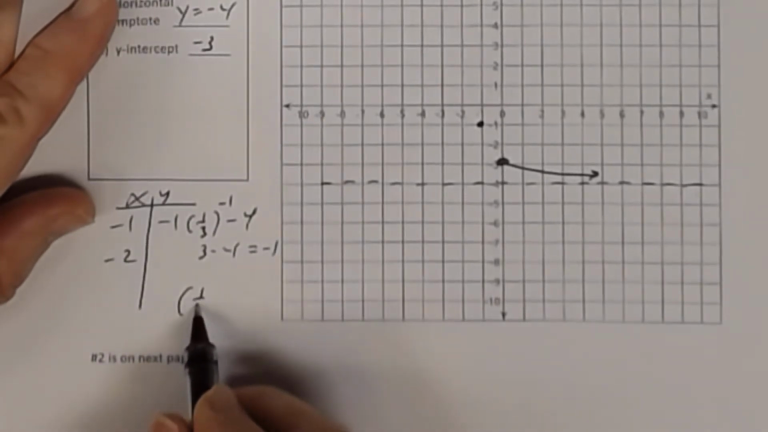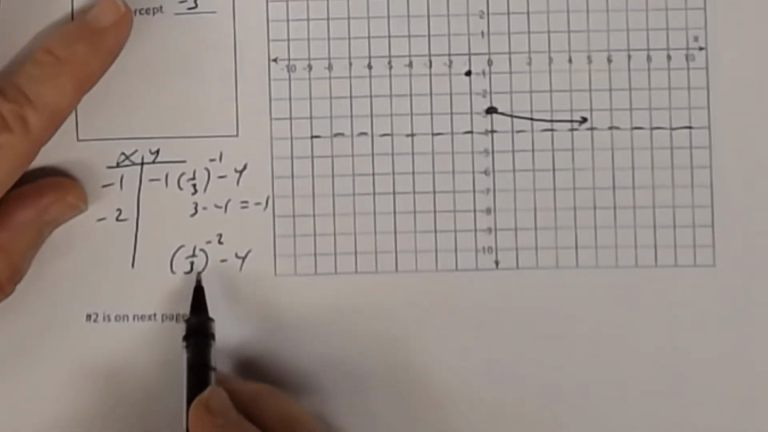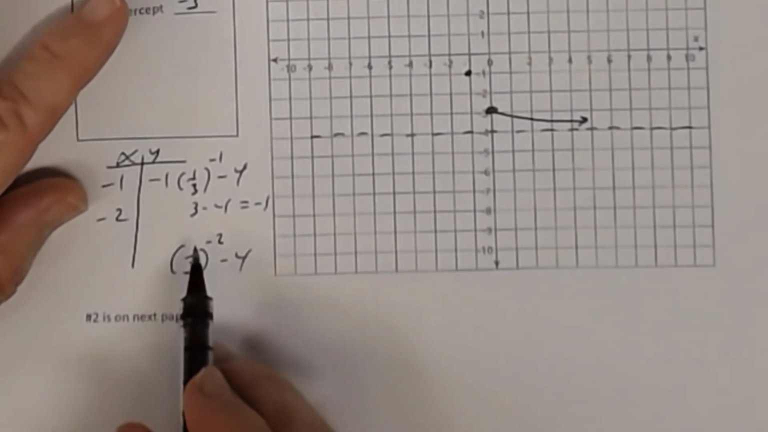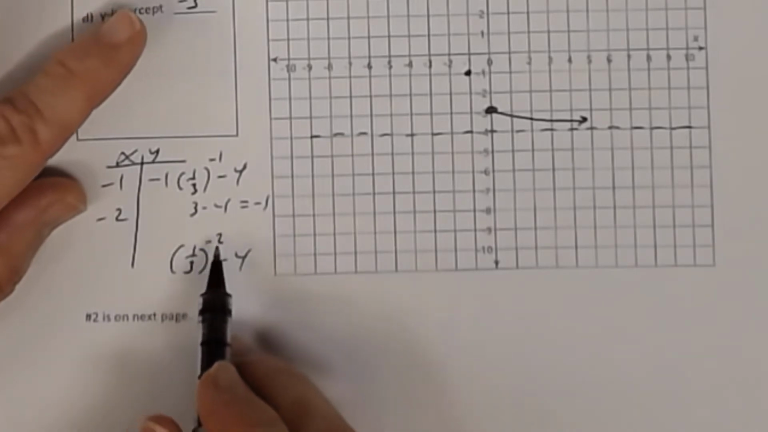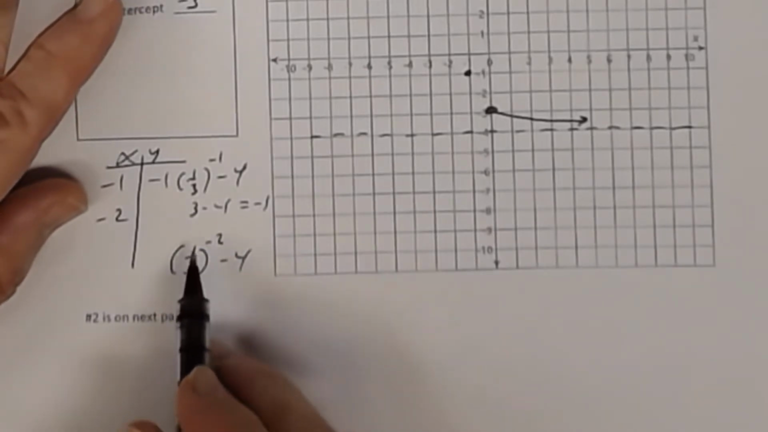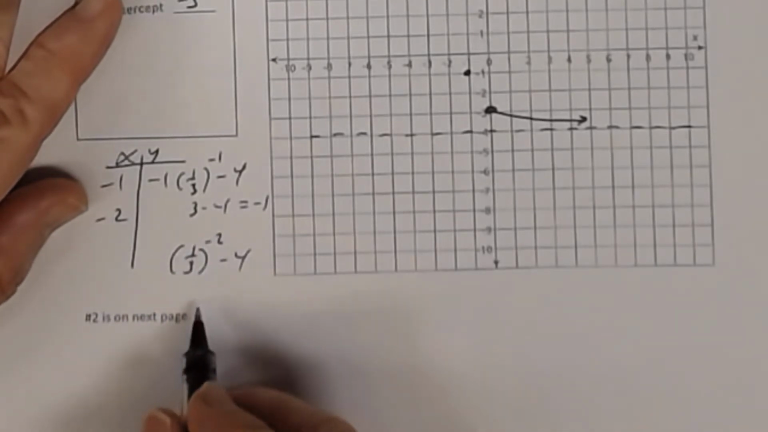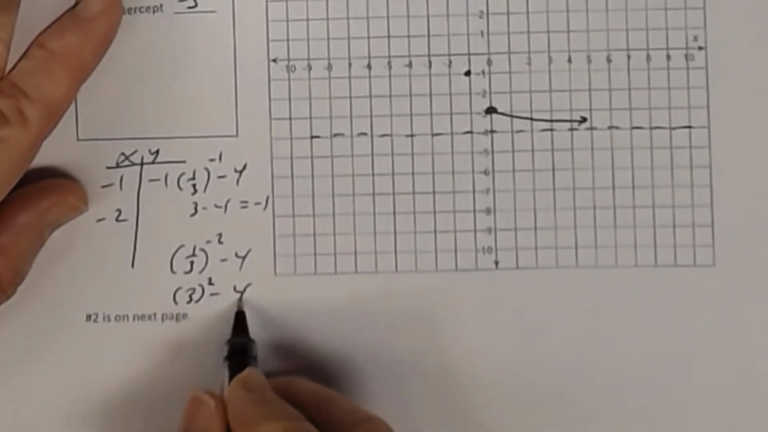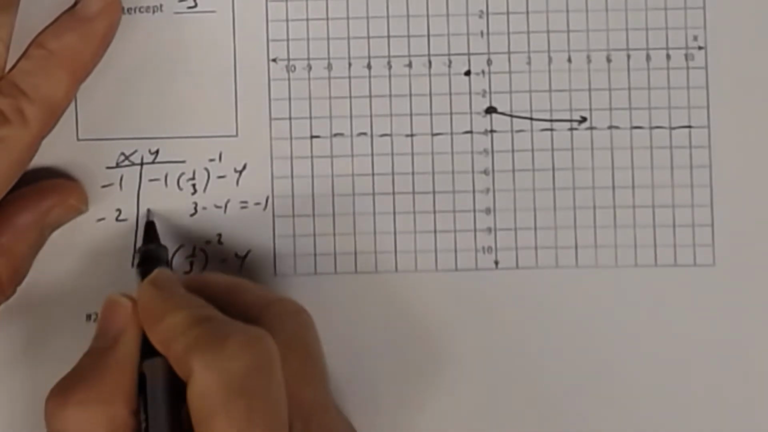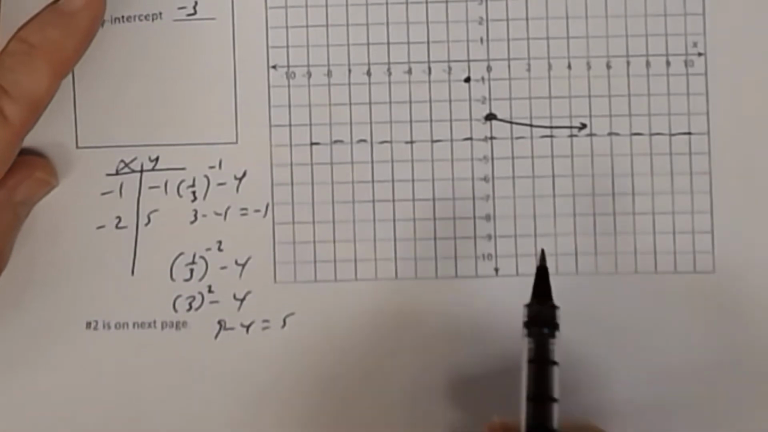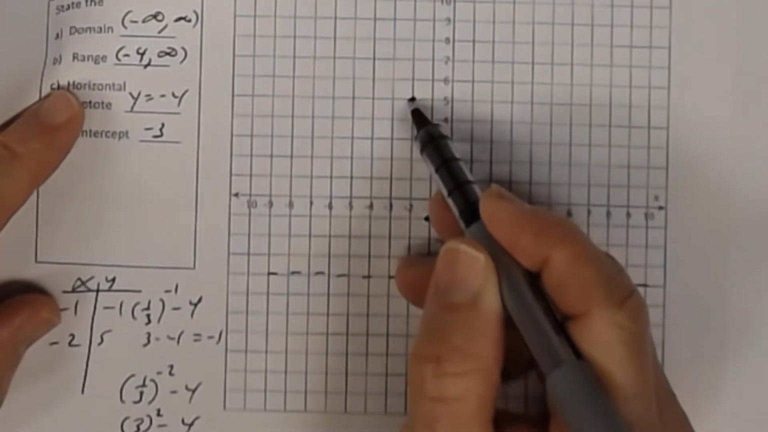I'm going to have 1/3 raised to the -2 power minus 4. Now, we all know that since the exponent is negative, I want to make it positive. To make that exponent positive, I'm going to take the reciprocal of this fraction. The reciprocal of 1/3 is 3. So I get 3 squared minus 4. Well, 3 squared is 9. 9 minus 4 is 5. So I get the point -2, 5. So -2, 5 is right here.